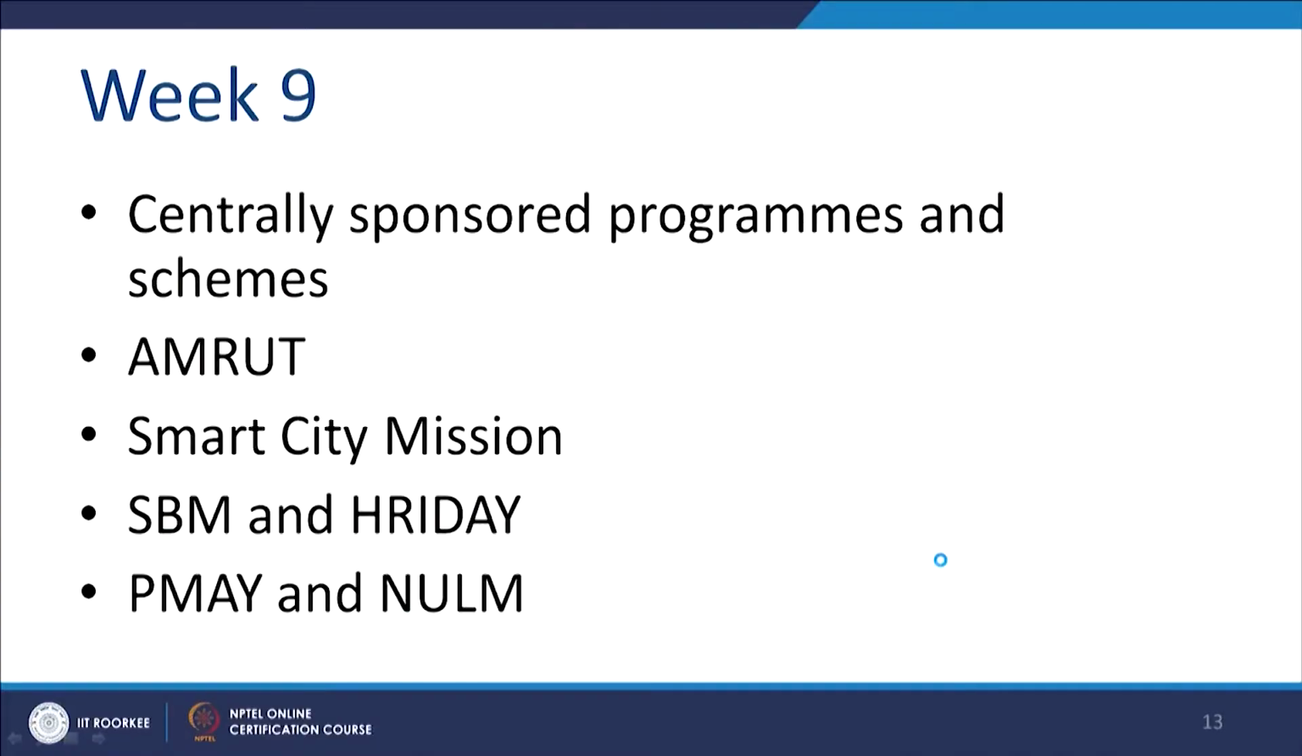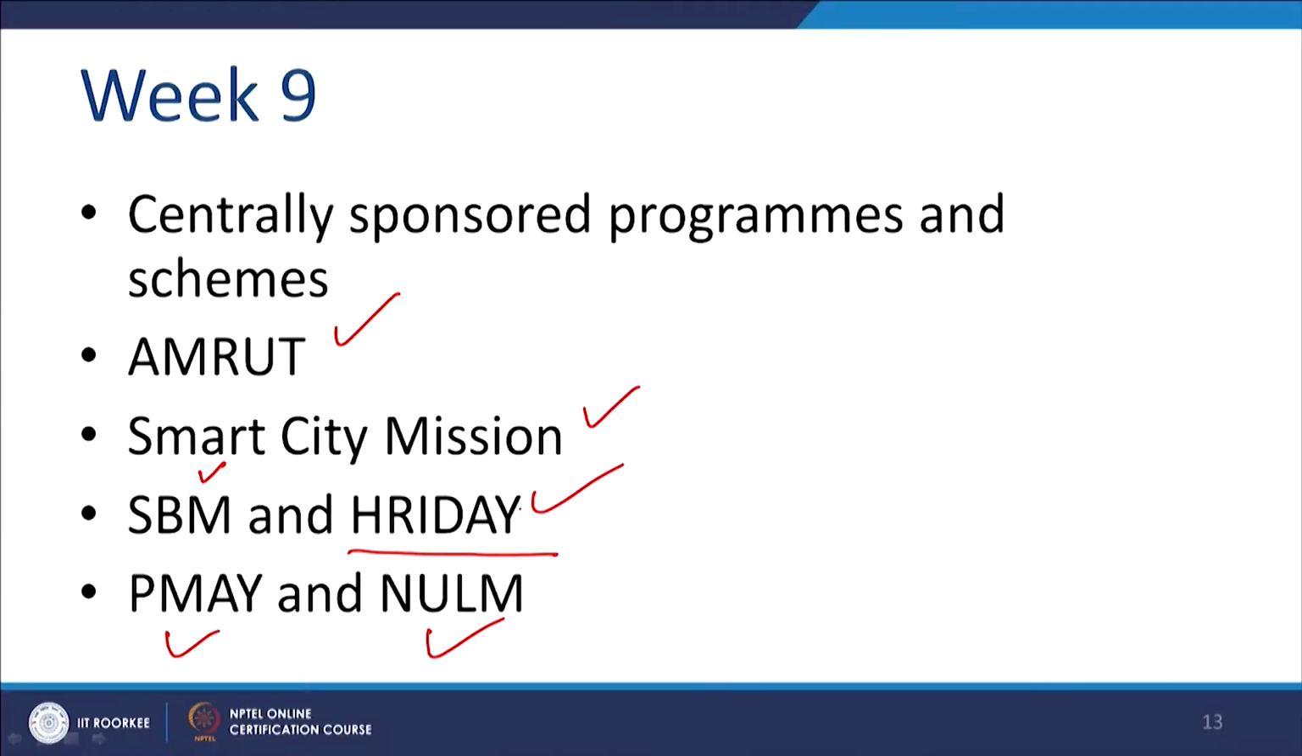Week 9 was very interesting and very special, because in week 9 we discussed all the centrally sponsored programs and schemes, starting with Amrut, Smart City Mission, Swachh Bharat Mission, Hriday Mission which is based on heritage, Pradhan Mantri Awas Yojana and National Urban Livelihood Mission. I am not going into details of these missions because we have already discussed them, but the crux of the discussion was that the intention and the program for all these missions was really great, but the real issue on the ground is implementation: how much we are equipped to implement, and the progress of the work, that is very important.